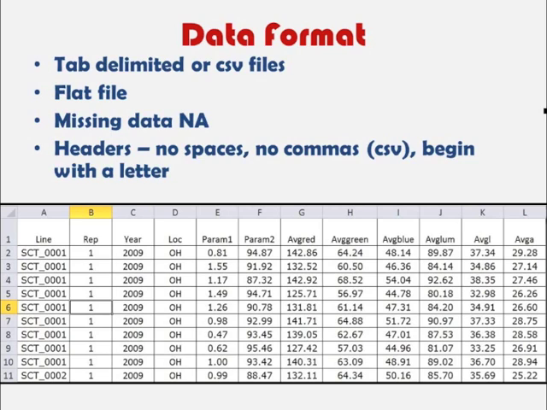As you can see here, we have our columns named line, rep, year, location, followed by our color parameters. By default, R likes missing data to be denoted as NA, and our headers should not have any spaces in the text, no commas, which applies mainly for CSV files, and they should begin with a letter as opposed to a number or other symbol.